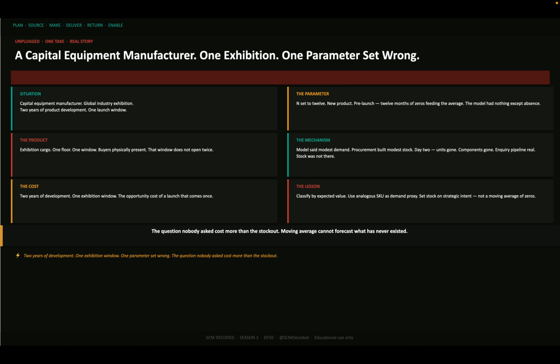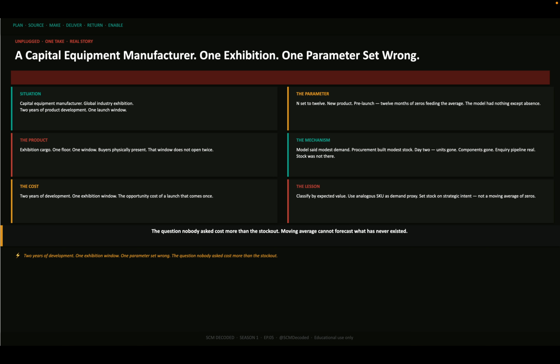Exhibition cargo, as you know, is the most unforgiving demand environment in supply chain. One floor, one window, buyers physically present. That window does not open twice. The model said modest demand, procurement built modest stock. But what happened is day 2 demonstration units were gone and spare components gone on day 3. The inquiry pipeline was real, the stock was not there.